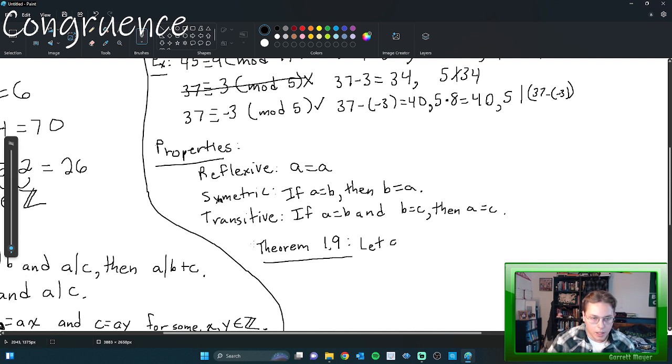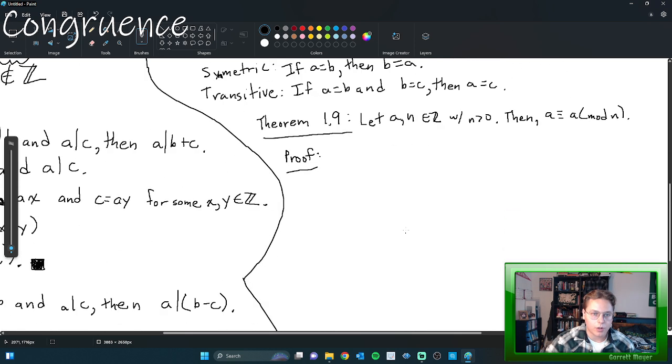Let A and n be integers with n greater than 0, then A is congruent to A mod n. So for our proof, we're going to say let A and n be integers. We're just going to prove this directly with n greater than 0. So this is our starting point, and we want to get to the fact that A is congruent to A mod n.